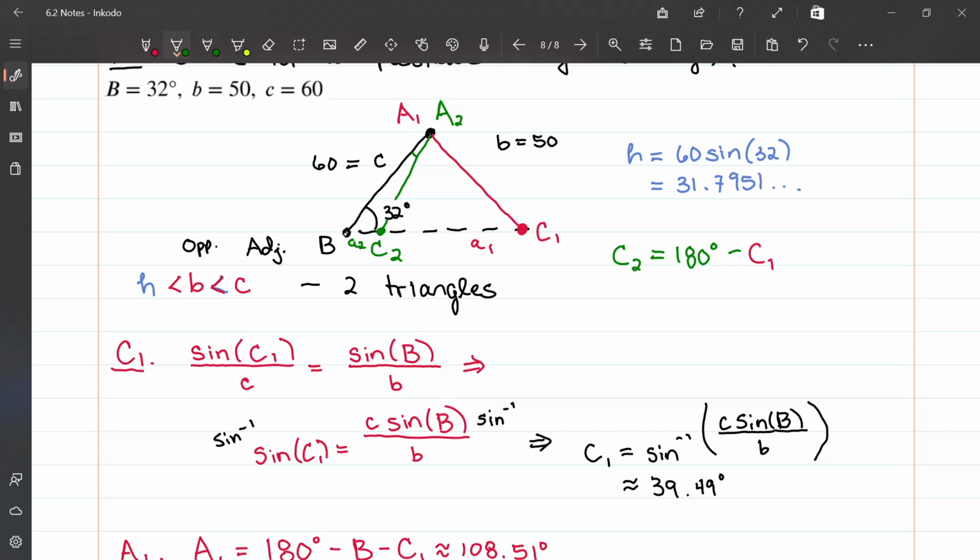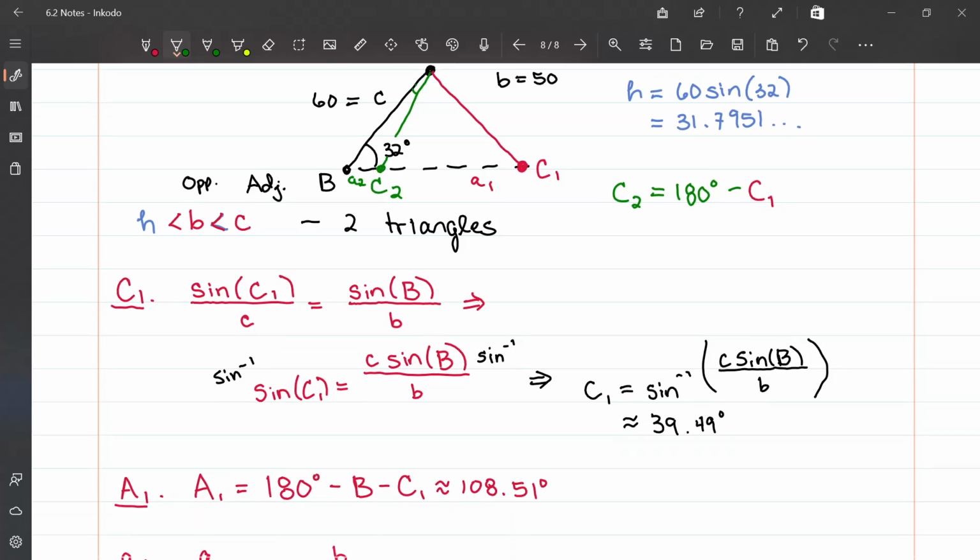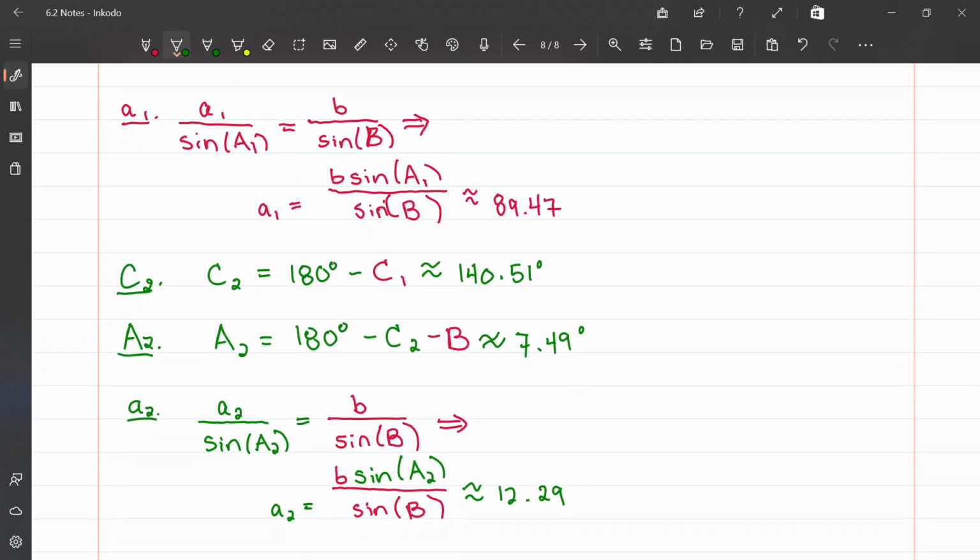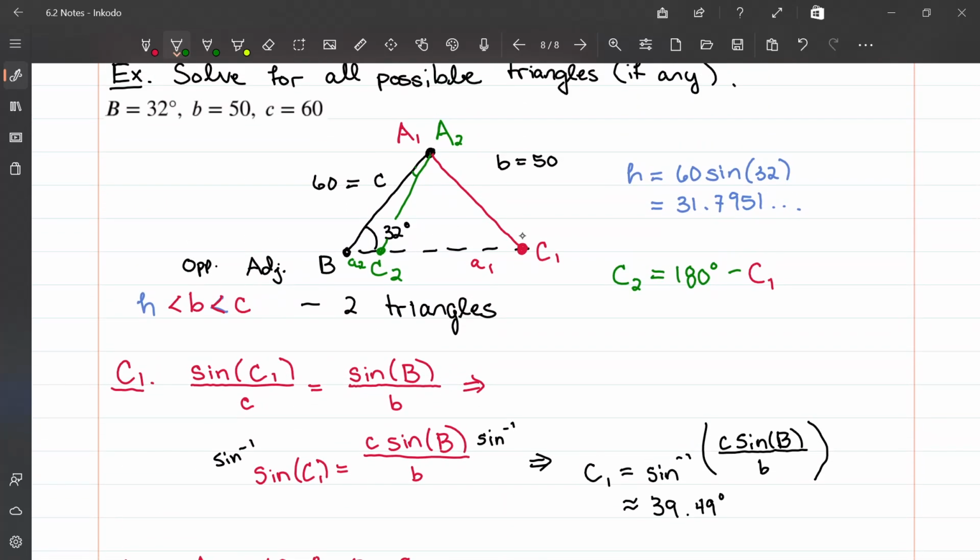One goes up the line between B and the black dot up here, which is either A1 or A2, down the red line to C1, and then across the base. The other goes from B to A2, and then down the green line and across the base back to B again. Both triangles calculated. It's not hard, but you do have to know the relationship. C2 and C1 are supplements, and that will always be the case with the two angles that we get at the bottom. This angle on the far side will be acute every time. This one here will be the supplement of the acute angle.